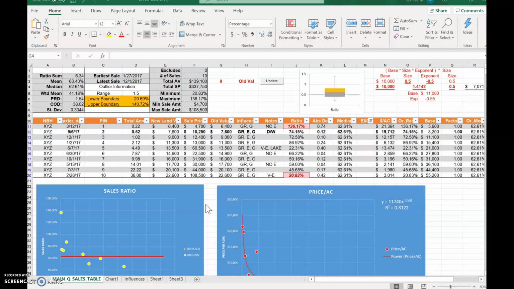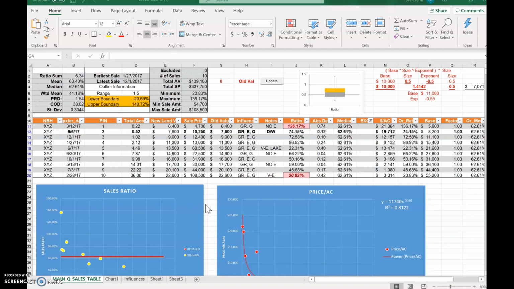What I've got here is just a sample of sales for a fictitious neighborhood, and I'm just going to do a quick run through in how we determine our base rate and then calibrate for different influences. Again, this is just going to be a simplified version, but should give you the basic idea of how and what we do.